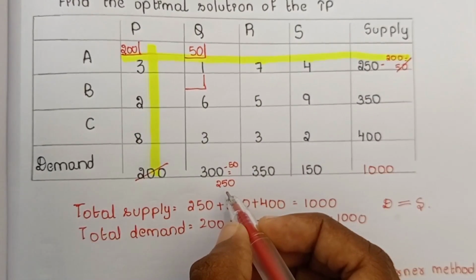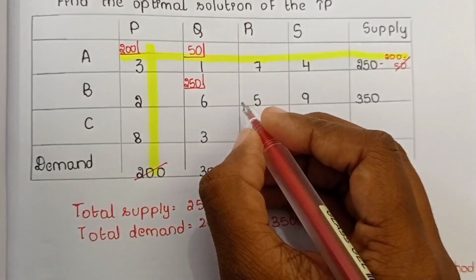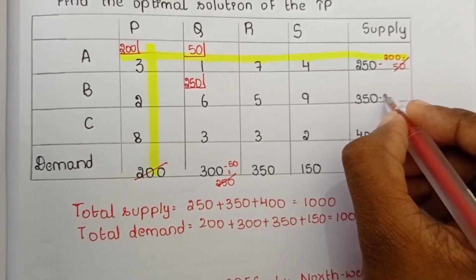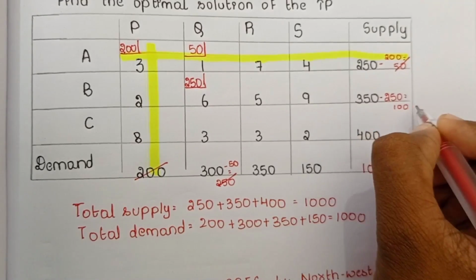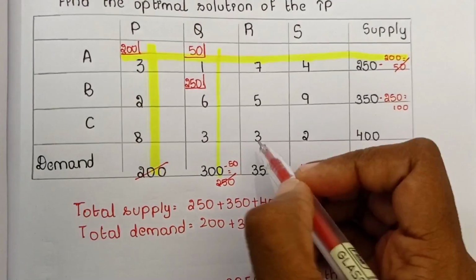The minimum value is 250, so I will allocate that 250, and I have given everything here. Now I have to deduct the 250 from 350, so 350 minus 250 is equal to 100. As I have given everything in this column, I should strike it off. So the remaining region is this much.